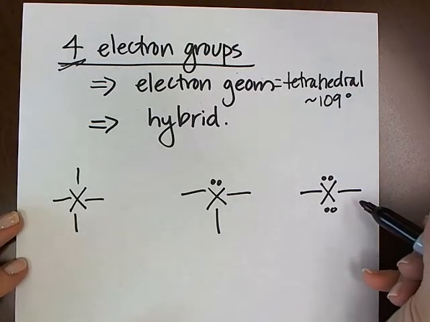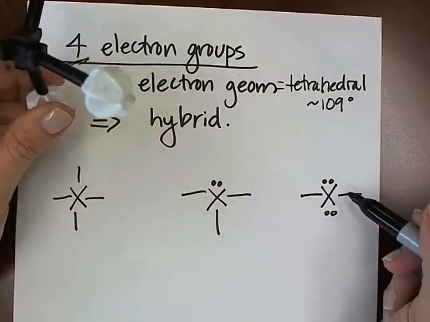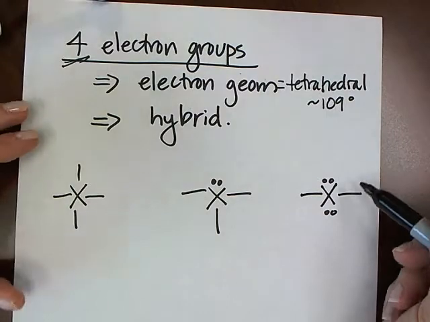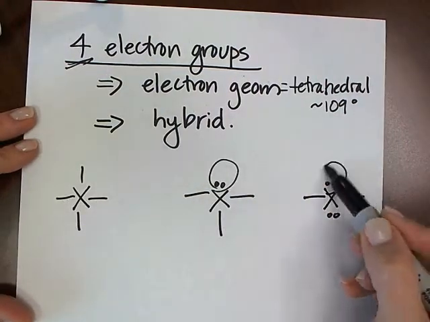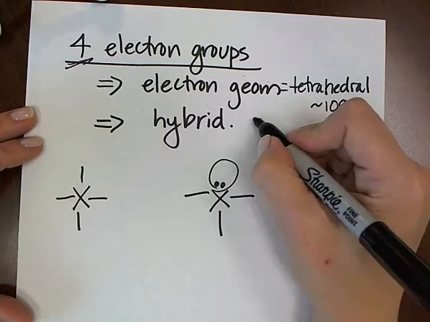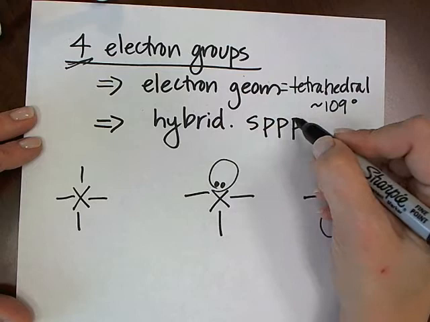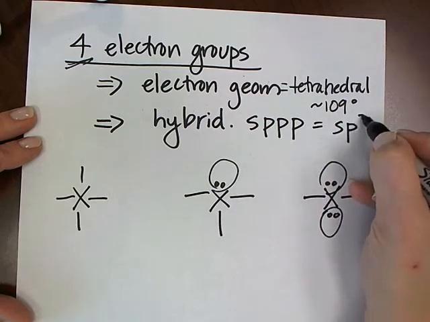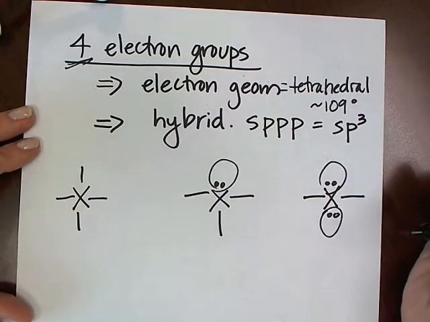This is not a linear molecule. It can't be. What's true of all these, let's go ahead and do the hybridization. The hybridization is 1, 2, 3, 4. In every case, there's 4 electron groups. The hybridization is S, P, P, P. 1, 2, 3, 4. sp3 hybridized orbitals are involved in each of these geometries.